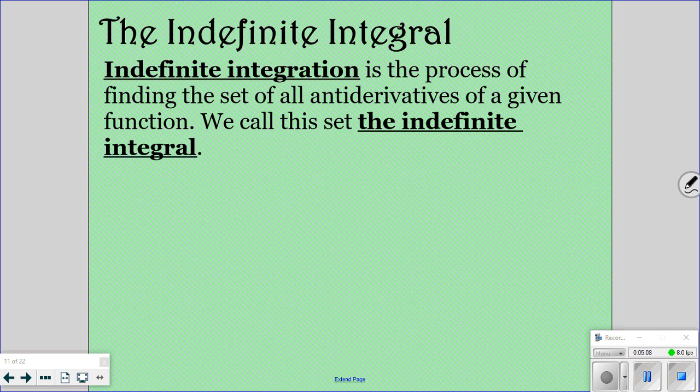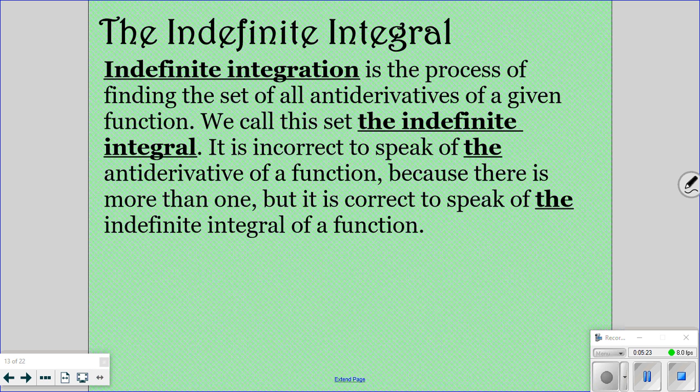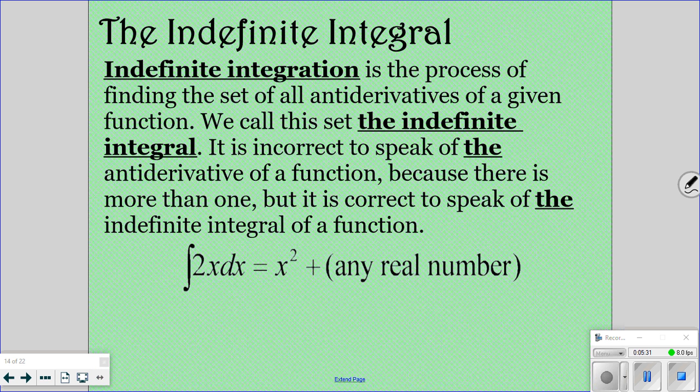So we call the set the indefinite integral. It is incorrect to speak of the antiderivative because there's more than one. So you could find an antiderivative, but you can't find the antiderivative. However, you can speak of the indefinite integral because it is a set of all of your answers. So you have one indefinite integral for your function.